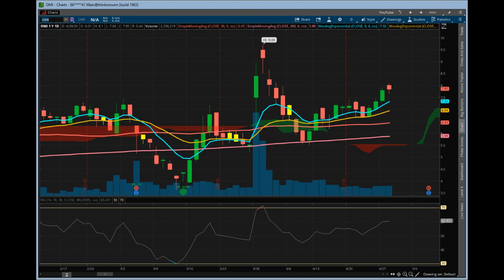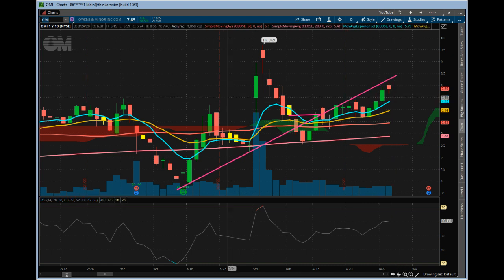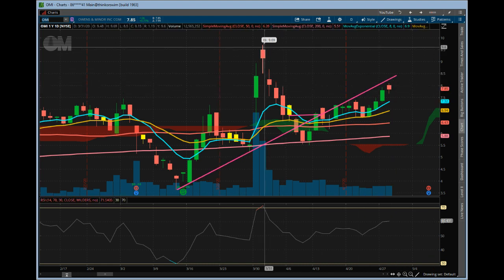And then OMI, oh my, a little bit of follow through today. Not a lot of volume going on here. I like the volume that we got back here. So it's still below the upward trend line right here. See if it can work its way up and get above that and get this thing going bullish again. It's got some work to do.